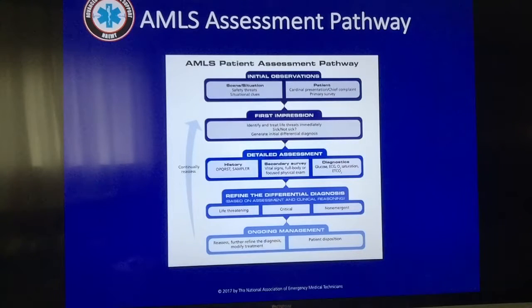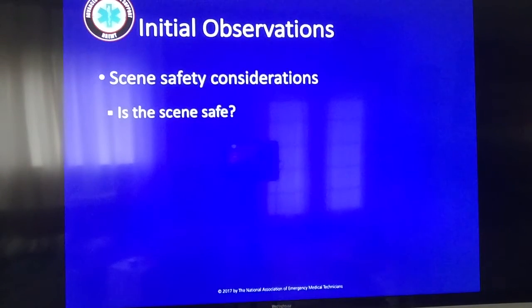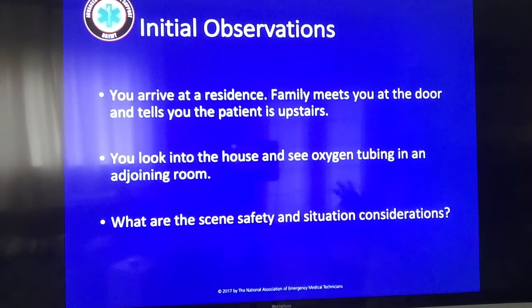In our idea, we're trying to use our AMLS assessment pathway. It's similar again to our National Registry, but we're going to really go down through these steps in an organized fashion. So our initial observation: the scene is safe. We got there, but there are some issues as we have to climb and negotiate through the building, and we're going to have to figure out how to get the patient down, and we want to be safe in using our equipment and making sure we are all safe so that there isn't any issue with injuring ourselves or the patient. As we arrive, we see that the family meets us at the door, and the patient is upstairs.